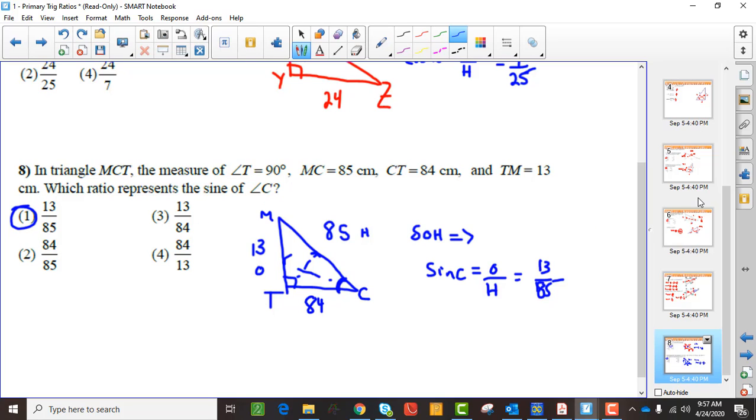So that's the idea. That's a basic introduction to trigonometry and the primary trig ratios. In the next video, we're going to talk about what we do with them.